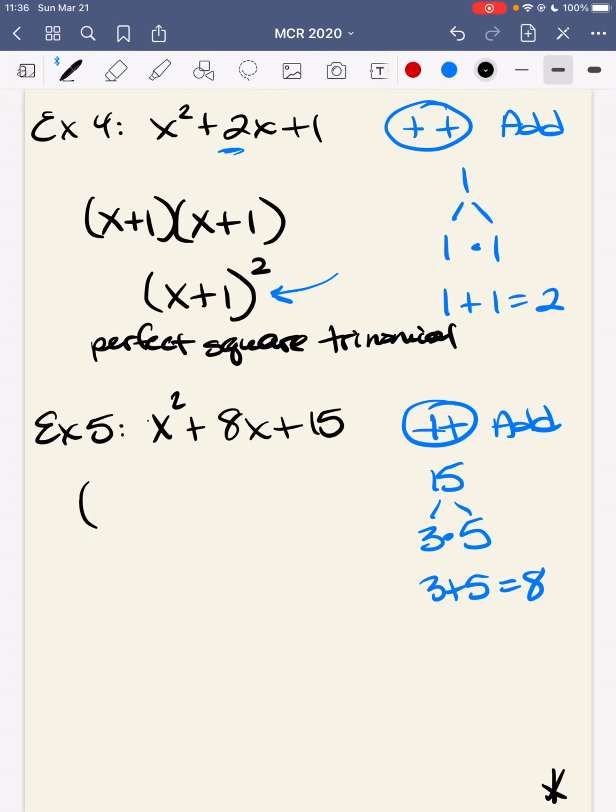I'm going to set up my two binomials. My variable is still x. Nothing's changed. Remember, it could be anything. I could have y's there. I'll make sure you're putting the right one in there. I have a 3 and a 5. I have two pluses. And again, I should be able to check this to see if I got the right values.